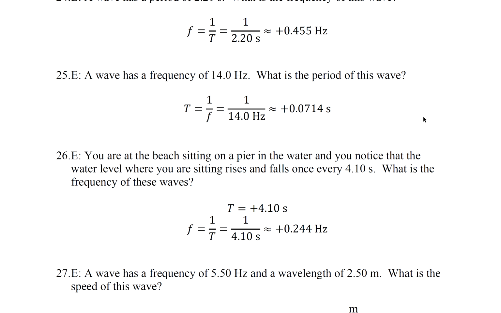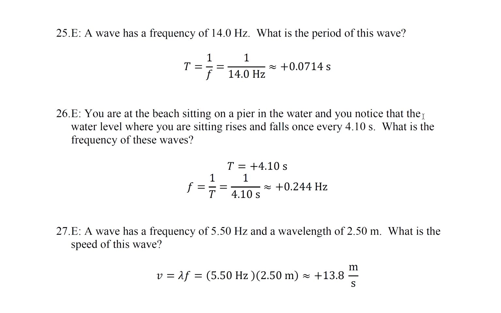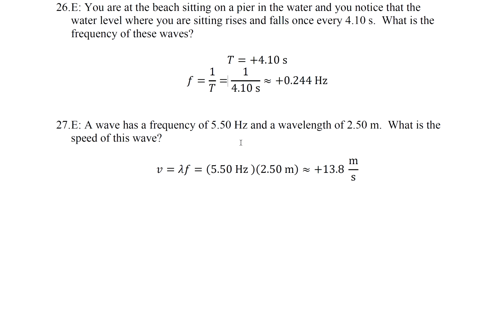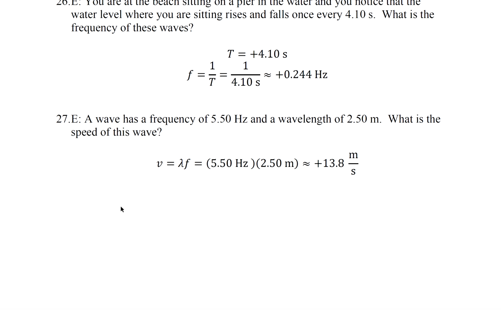Question 26. You're at the beach sitting on a pier in the water and you notice that the water level where you are sitting rises and falls once every 4.1 seconds. What is the frequency of these waves? Okay. So the period is 4.1 seconds, because when it rises and falls, that's the time it takes to go up and down. So that's one period. Period is 4.10 seconds. Question 27. A wave has a frequency of 5.5 hertz and a wavelength of 2.5 meters. What is the speed of this wave? So V equals lambda f.